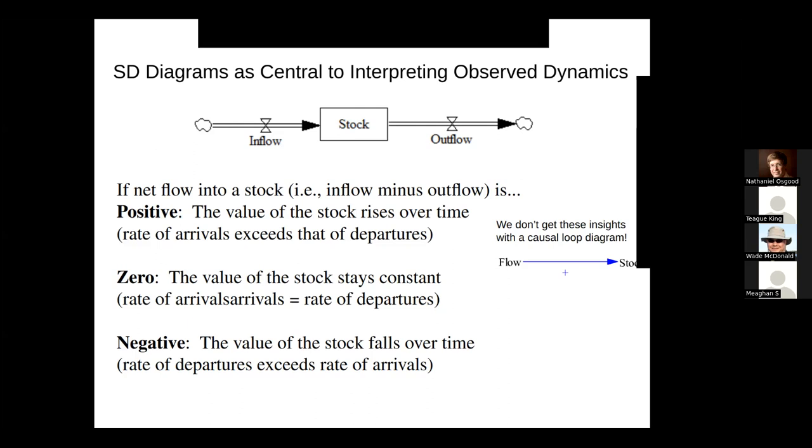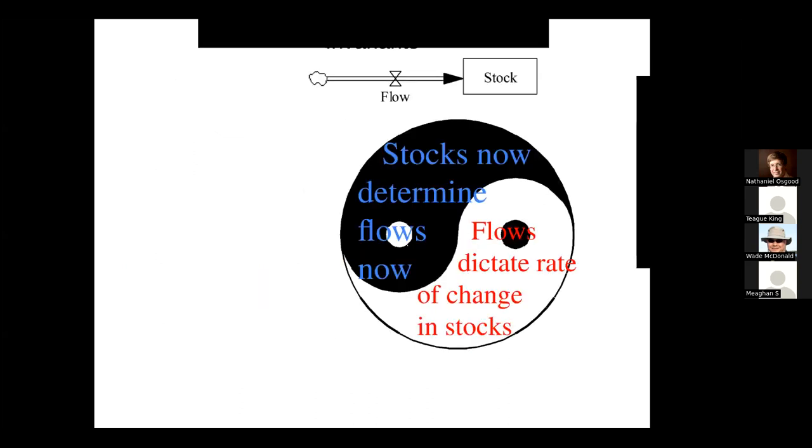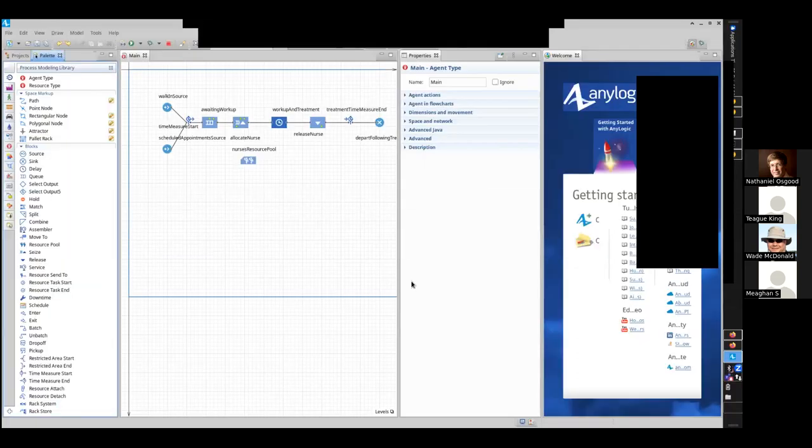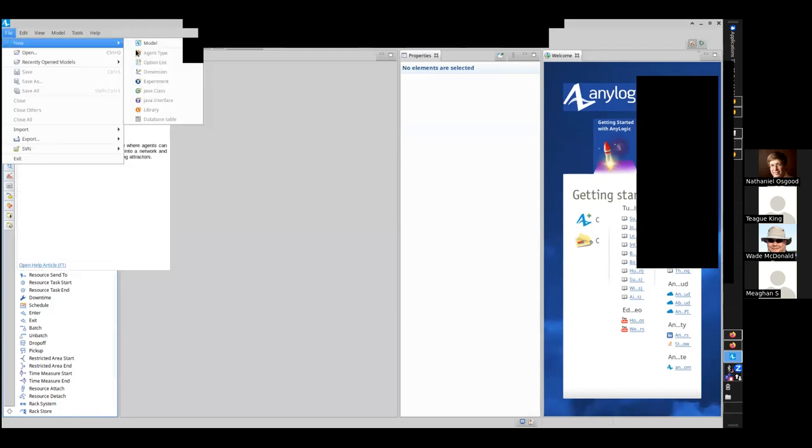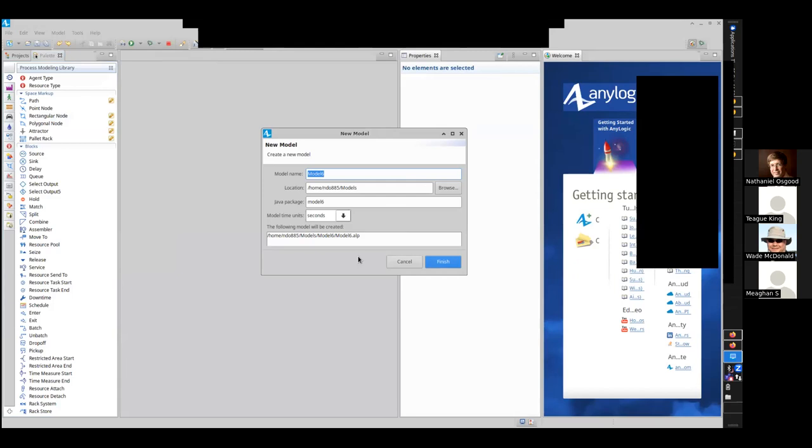Okay. So if you have your AnyLogic here, please follow along. I do this for your sake. Okay, so we're going to close out any models that we have right now. We're going to create a new model, and this model is going to be called Demographics. So I'll say stock and flow demographics V1, and its model time unit is going to be years.